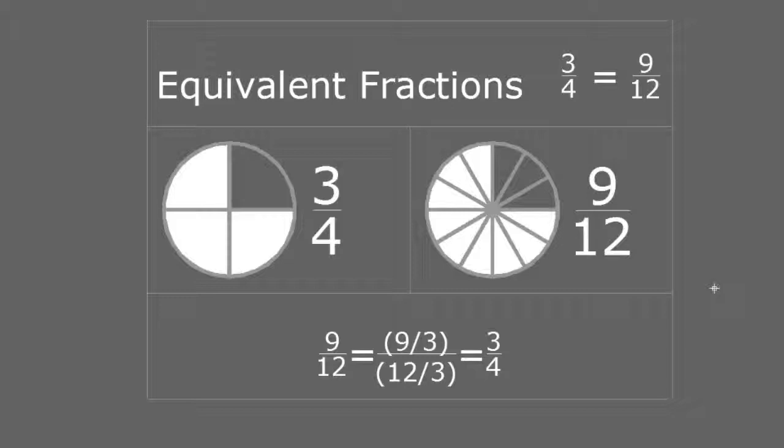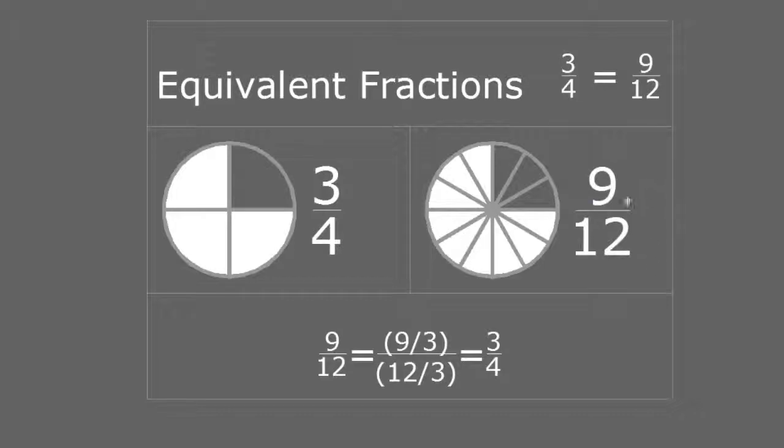Different amount of slices, but same total amount of pizza. Now, if you want to do that just by numbers without having to draw anything, what you need to do is to find a common factor between the numerator and the denominator. That factor will divide both the numerator and the denominator, and the result in each case has to be an integer.